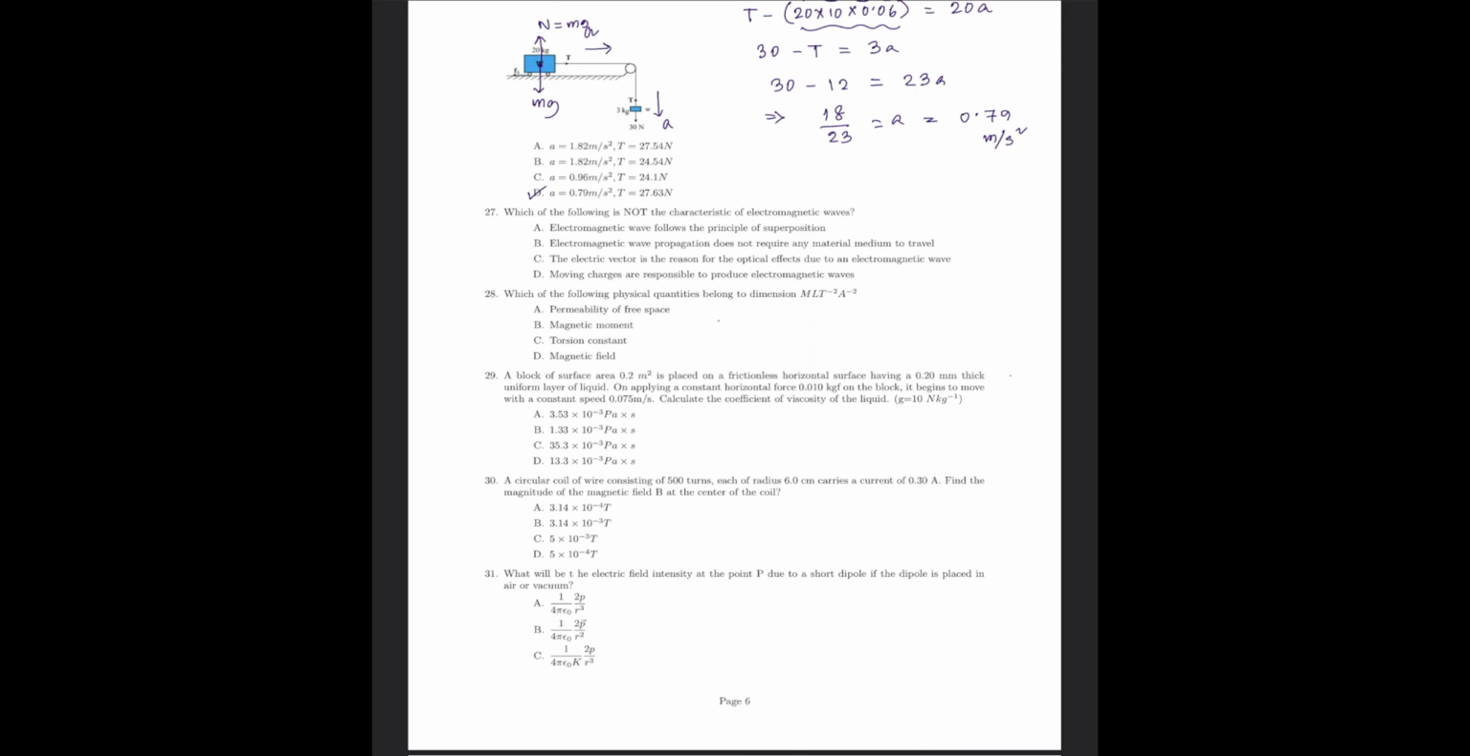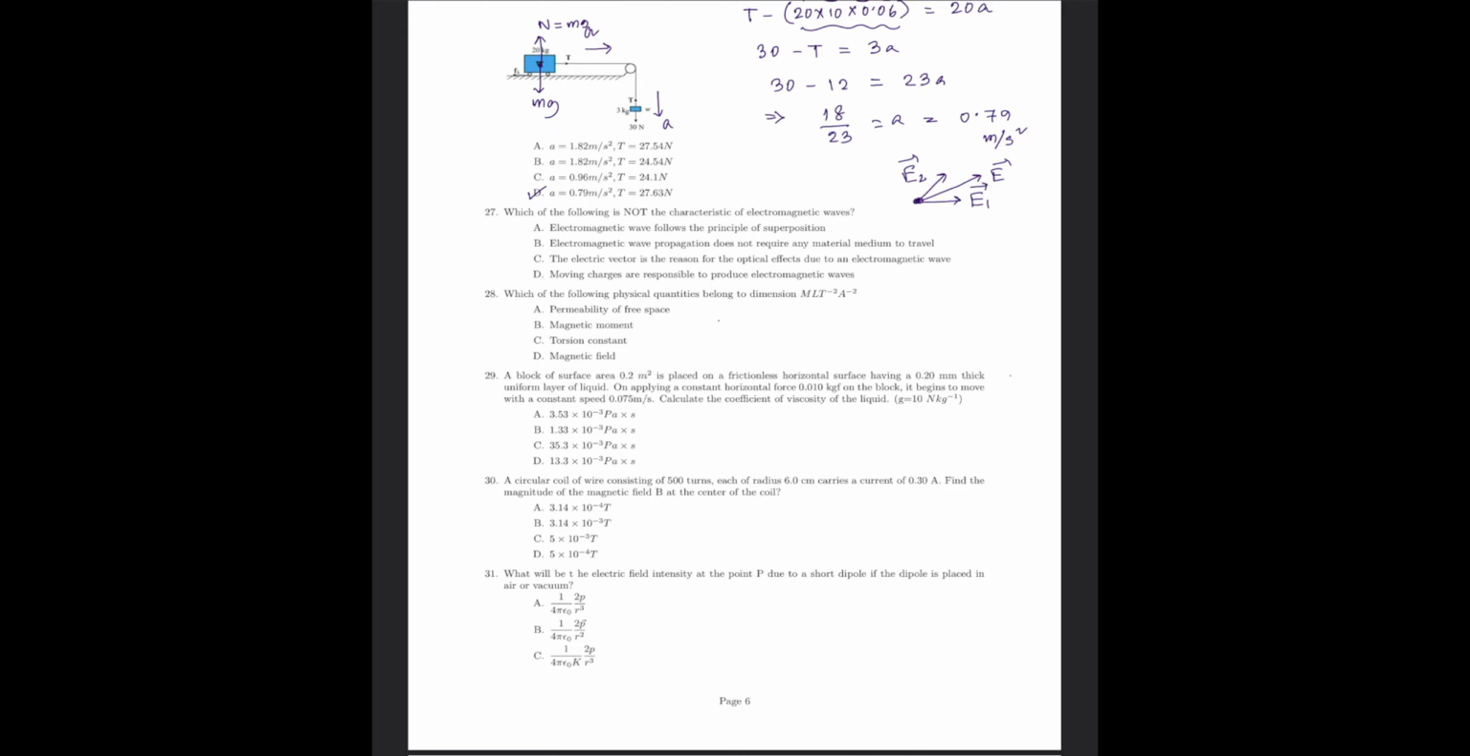So we know that electromagnetic waves follow the principle of superposition because the fields themselves follow the superposition. That means in a point, if I have an electric field in this direction and another electric field in this direction, the resultant field is what this point feels. Okay, so it follows the principle of superposition. The next thing is the electromagnetic wave propagation does not require any material to travel, which is also true because electromagnetic field does not require any medium. It can propagate through the vacuum.